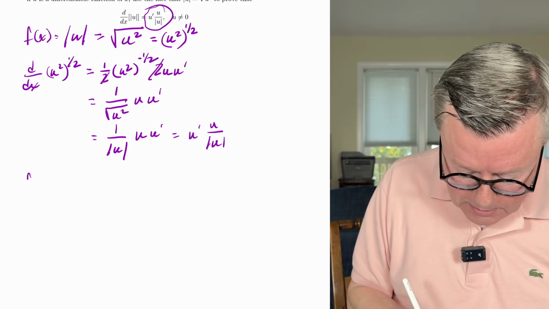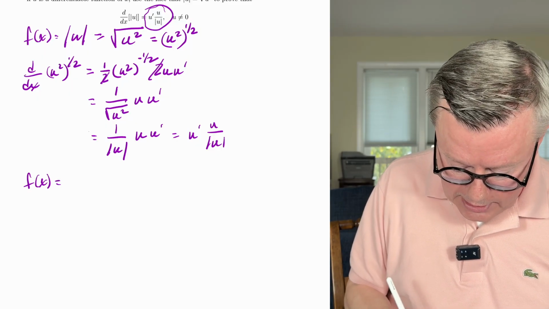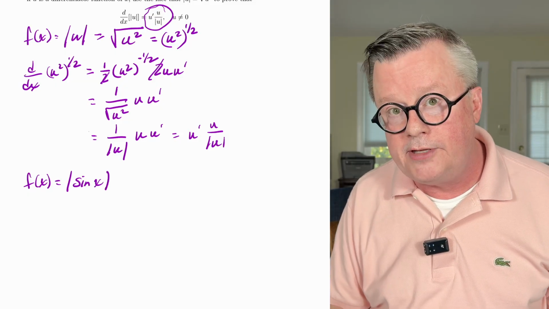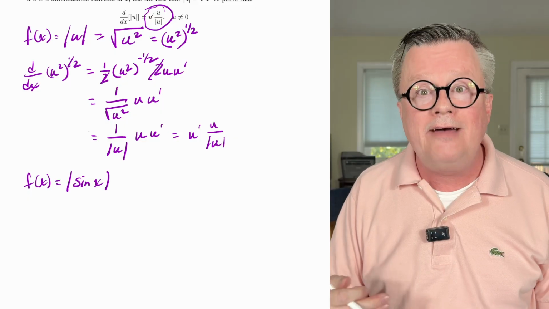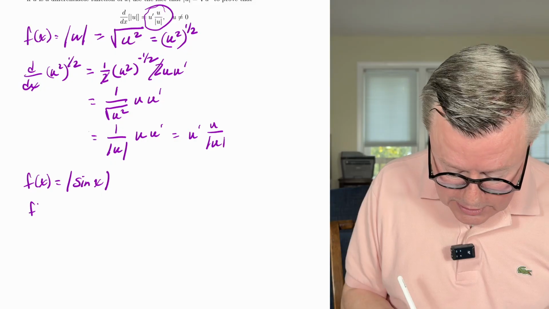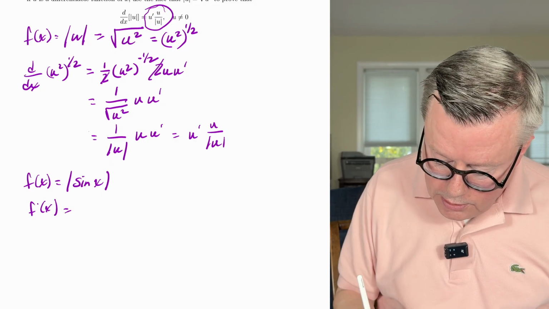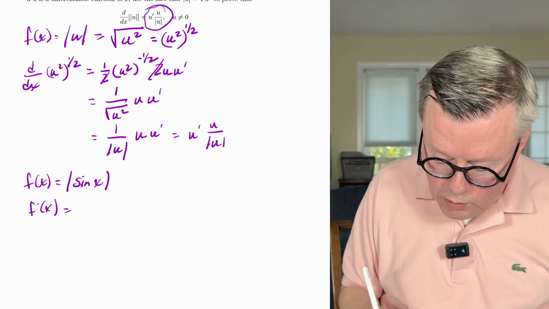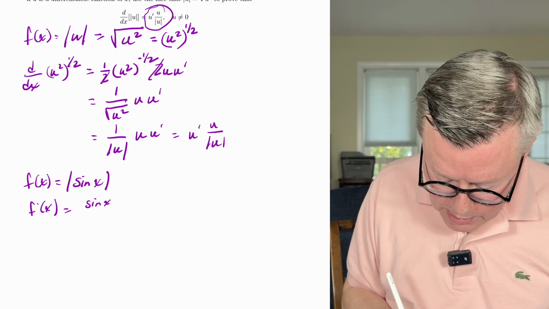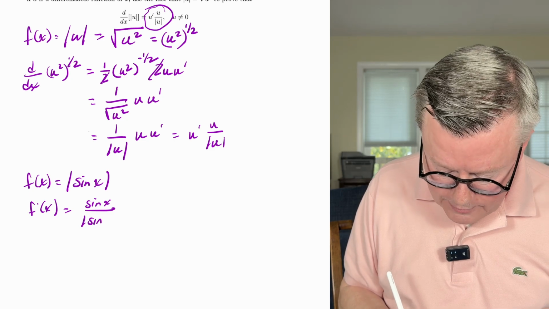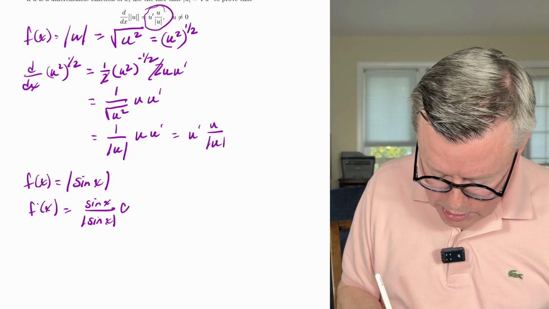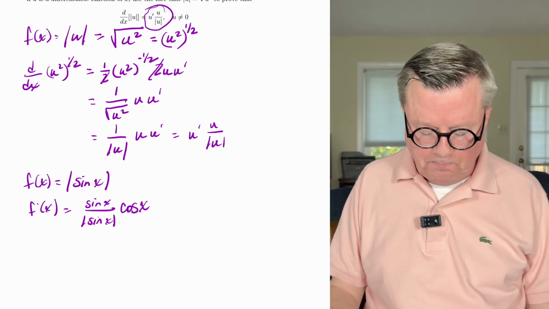All right, so what does that tell me? If I've got some function, let's just come up with something: absolute value of sine x. And I ask you to find the derivative of that function. Well, now you can. You have a formula for it. Our formula says that the derivative of this function is u prime, so the derivative of u times u over absolute value of u. All right, u is sine x. Absolute value of u is absolute value of sine x. And u prime, the derivative of sine, is cosine of x.